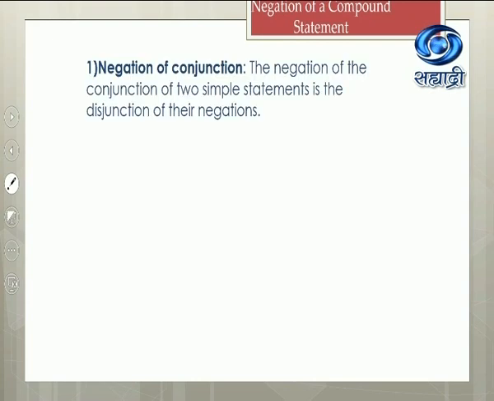Now let us see the negation of compound statements. We have seen the conjunction, disjunction. Now we are going to see the negation of each and every statement. Negation of conjunction. The negation of conjunction of two simple statements is a disjunction of their negations. So negation of P and Q is equivalent to negation of P or negation Q. Here, students, when we open the bracket, and becomes or, and the statements become negative.